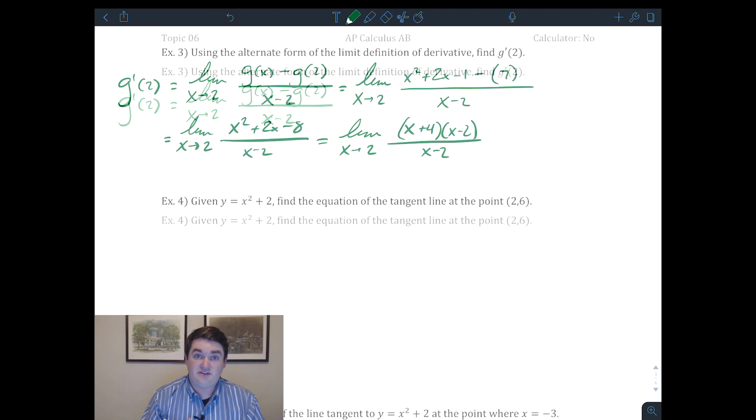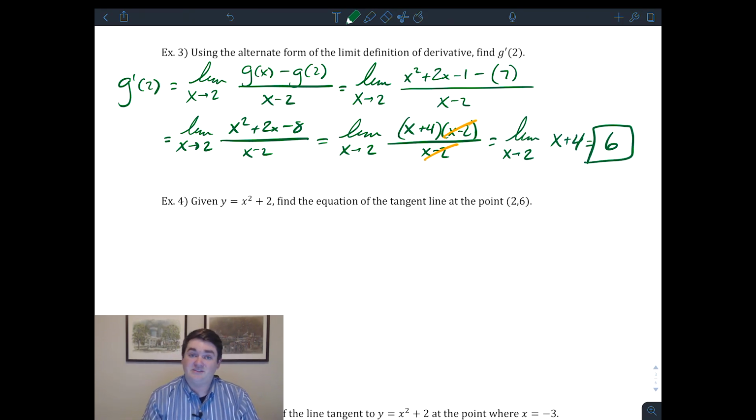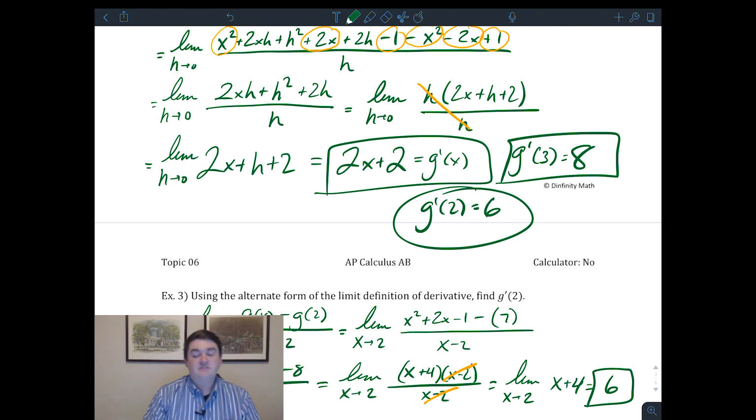It looks kind of like this. After combining like terms and factoring, I see that my x minus 2 factors are going to cancel. So I'm going to cancel those and plug 2 into x plus 4, giving me my answer, 6. Before we move on, I want to point out real quick that this method is fine and good. However, if you've already found the derivative, like we did in example 2, I could just plug into 2 times 2 is 4 plus 2 is 6. So don't do all that work if you don't have to.